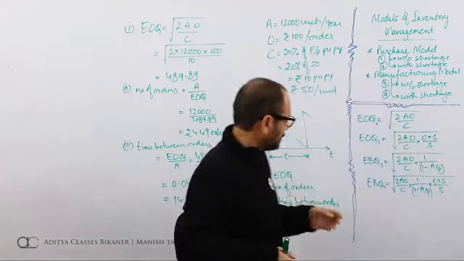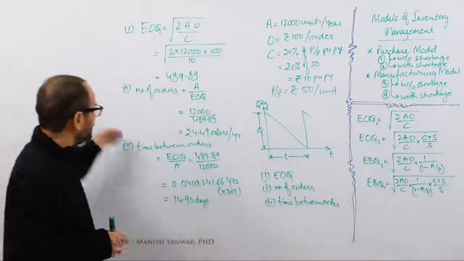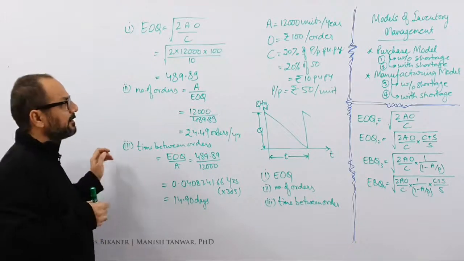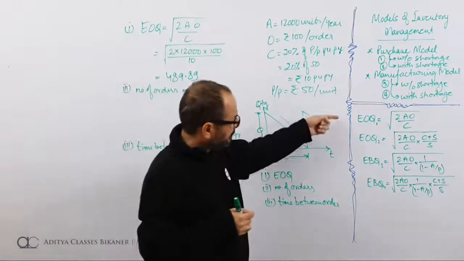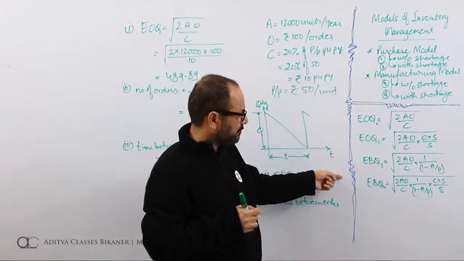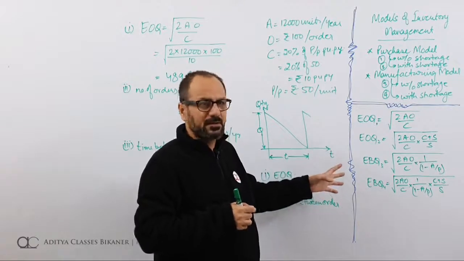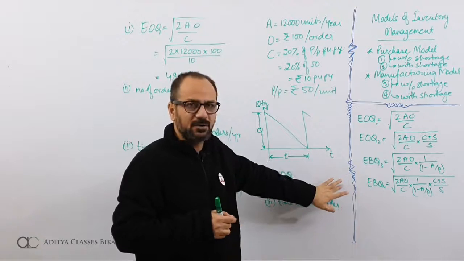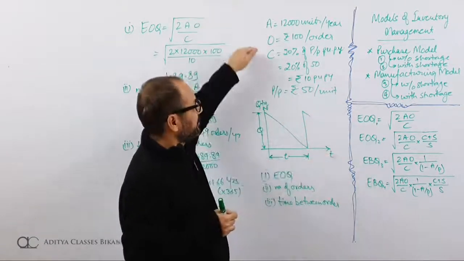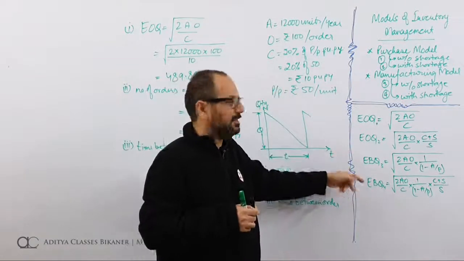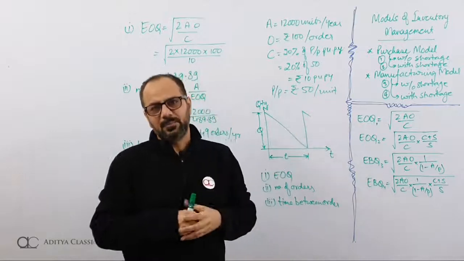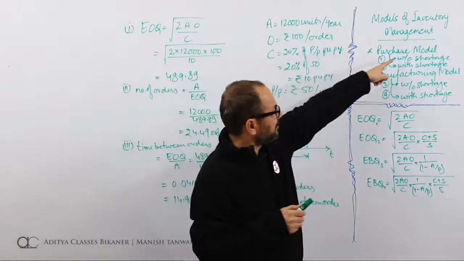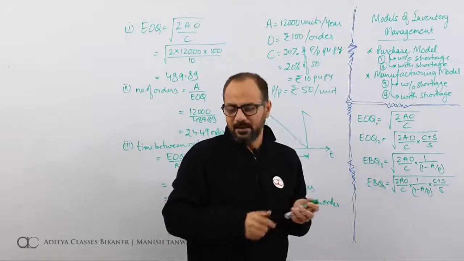So these are the three values that were desired in this question. And how did we identify which model it was? We identified from EOQ1, EOQ2, EBQ3, EBQ4. Because there was no mention of shortage, 2 and 4 were not possible. Because there was no mention of production rate, 3 and 4 were not possible. So ultimately I was left with only one model, our very first model, which is purchase model without shortage.